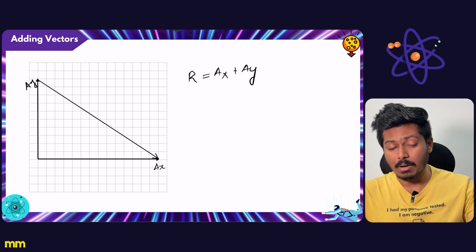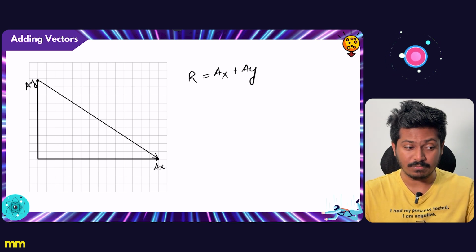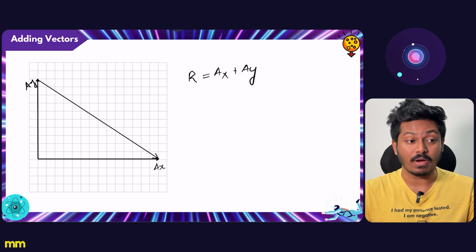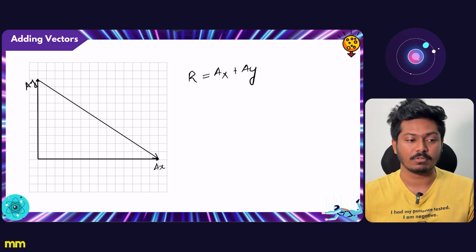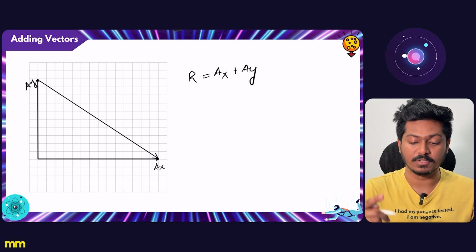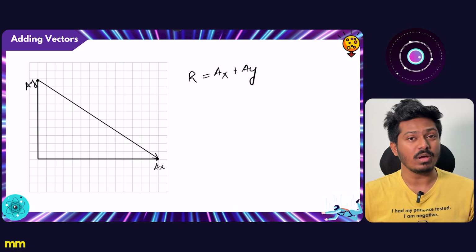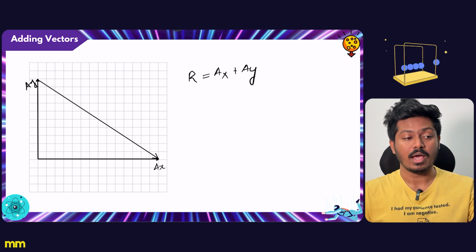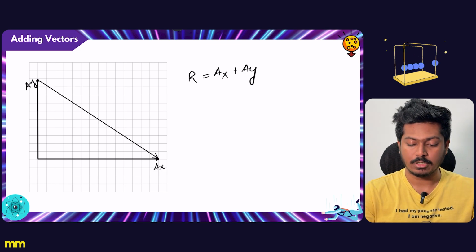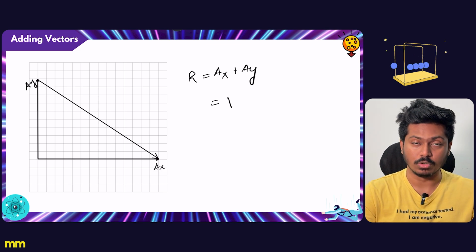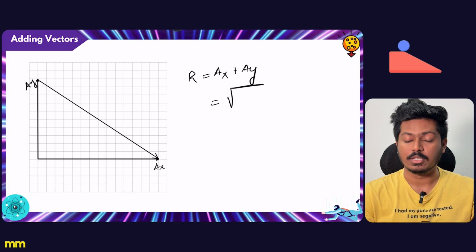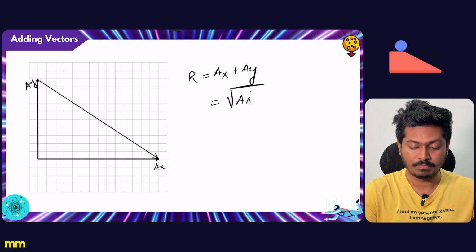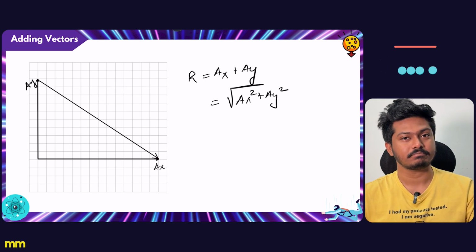Now, the interesting thing about the resultant vector is that it also has an angle, right? I need to find the magnitude of this resultant vector and I need to find this angle. So how do I find the magnitude of the resultant vector? The resultant vector would have a magnitude which is equal to the square root of the square of both of these components, that is ax squared plus ay squared.